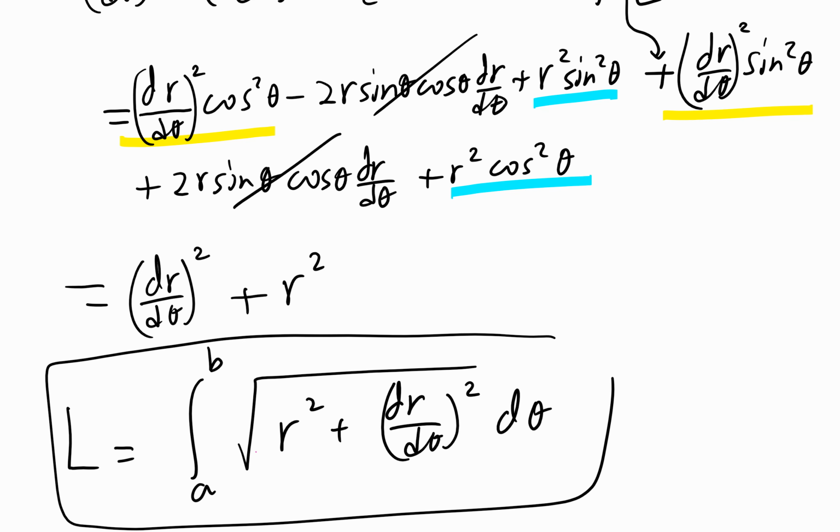So this is the arc length formula in polar coordinates.